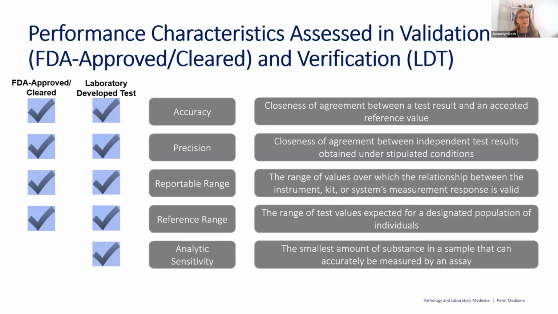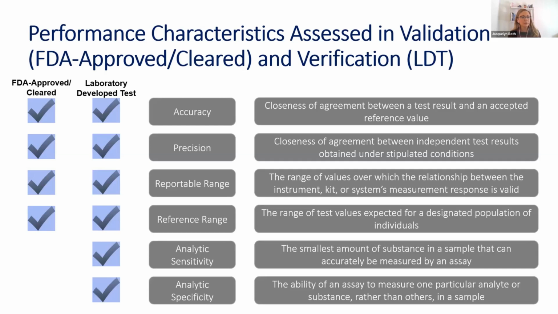For analytic sensitivity, this is the smallest amount of substance that can be accurately measured by your assay. So let's say you have a receptor rearrangement that represents 0.5% of the sample that was submitted to the lab, and you can reliably detect that clone after you test it multiple times. That would be your analytic sensitivity.